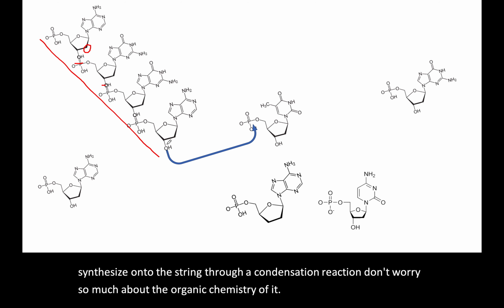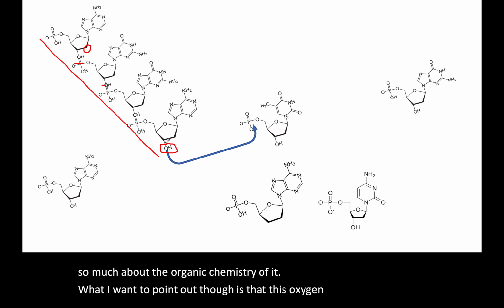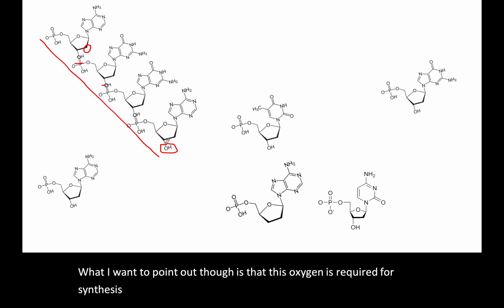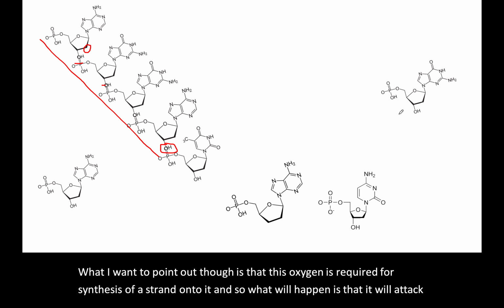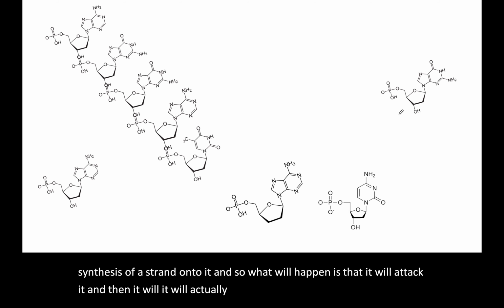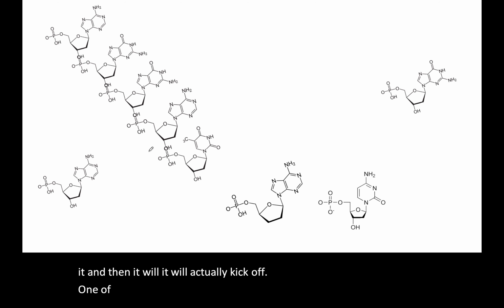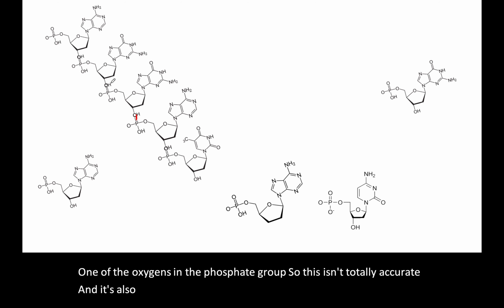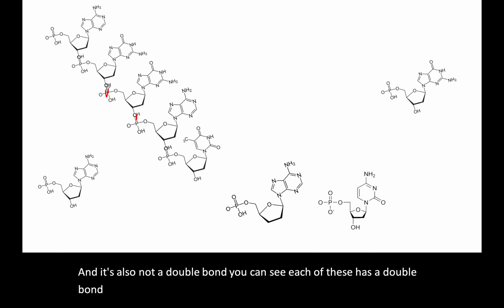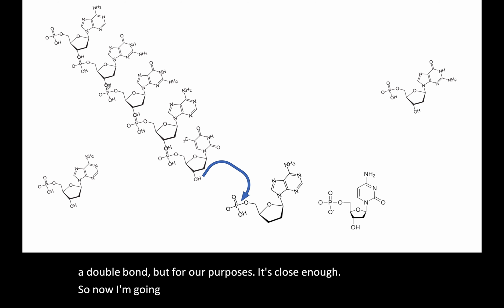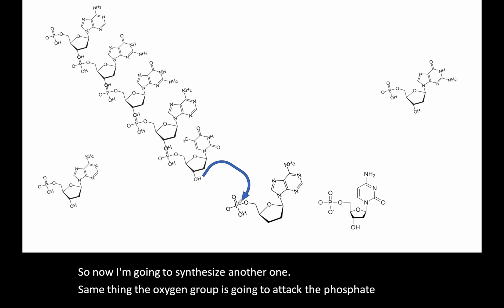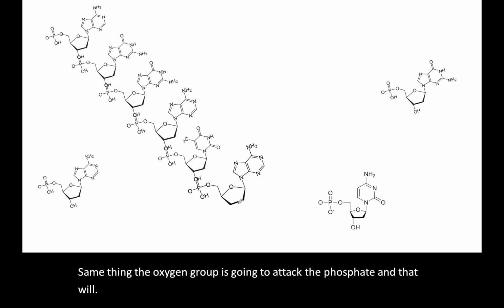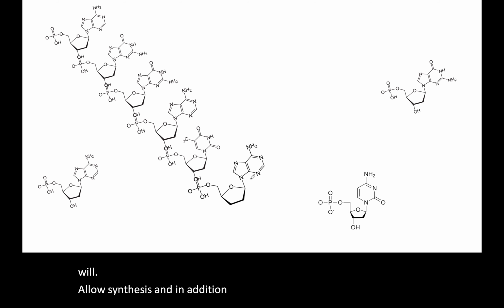What I want to point out, though, is that this oxygen is required for synthesis of a strand onto it. It will attack the phosphate and kick off one of the oxygens in the phosphate group. This isn't totally accurate, and it's also not a double bond. You can see each of these has a double bond, but for our purposes, it's close enough. Okay, so now I'm going to synthesize another one. Same thing, the oxygen group is going to attack the phosphate, and that will allow addition of the nucleic acid onto the strand.